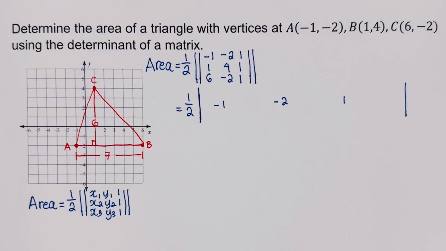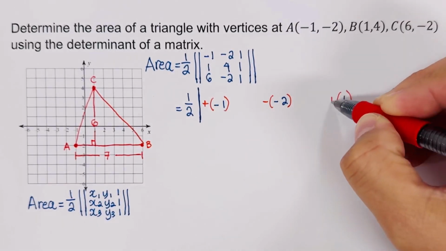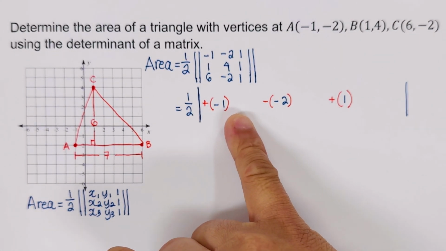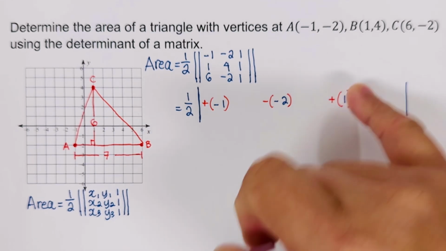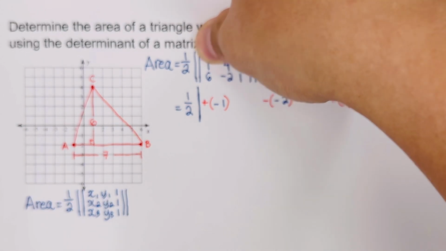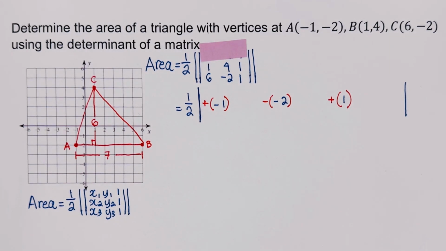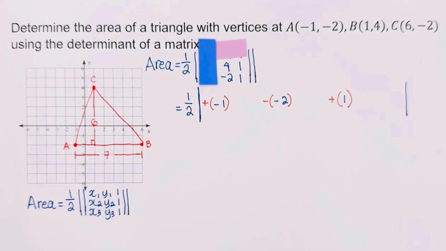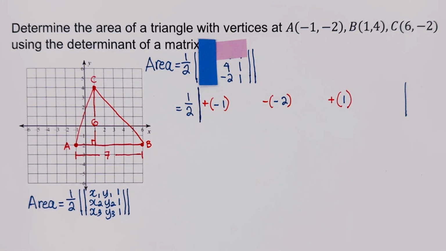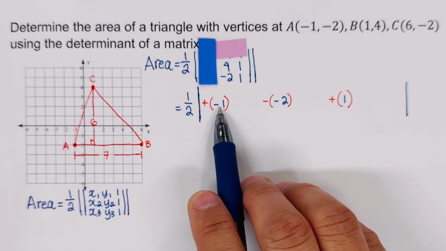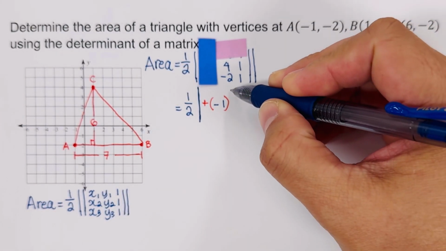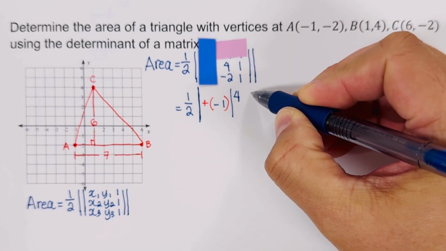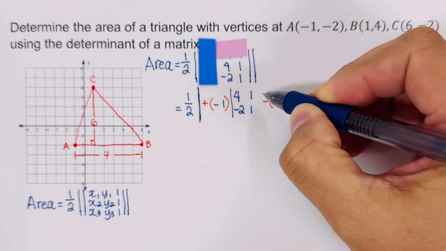Now we remember that to find the determinant, we alternate the sign: plus, minus, plus, minus. We wrote the elements of the first row down here, so we cover this row up and pair each of these with a 2x2 matrix. Let's start with -1. We cover the first column, and whatever is leftover is the 2x2 matrix that we multiply with -1. So this will be multiplied by 4, 1, -2, and 1.